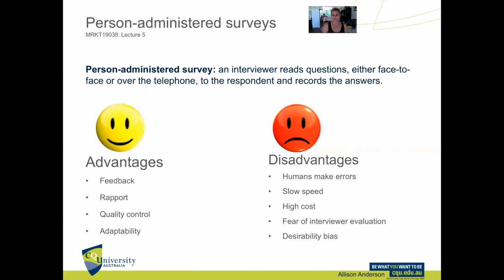Sometimes there's a fear of interviewer evaluation or desirability bias, which means people are worried about saying, yes, I actually drink. A classic example was the other day I had to fill in some medical survey and I had to say how many drinks I have a day, and I was like, I don't know if I want to put this down. What is that person going to think of me if they know I have a drink every day? And so you may be inclined, or how much you weigh, or all sorts of things, what things you like and don't like.